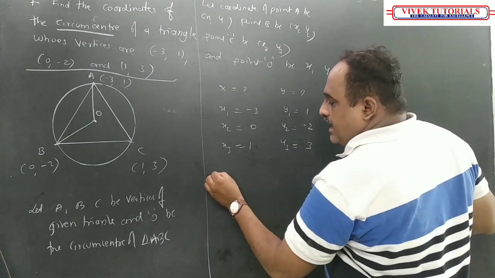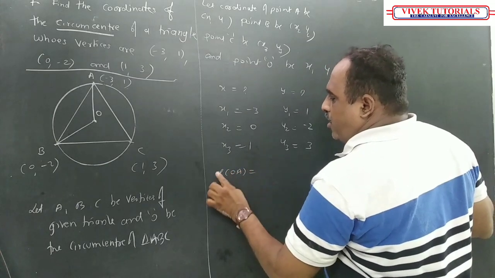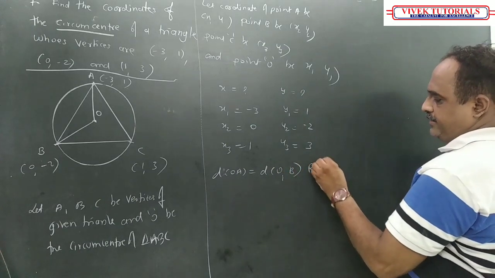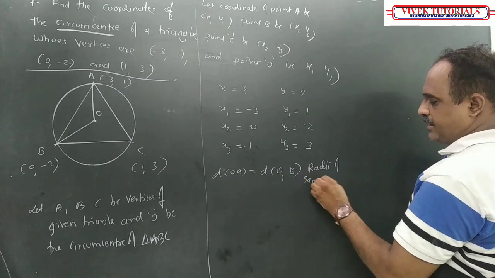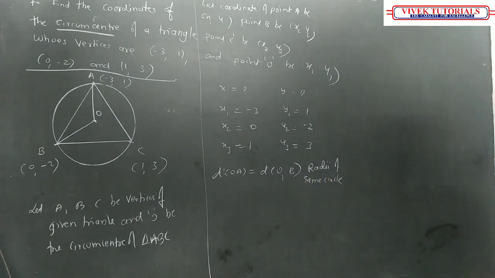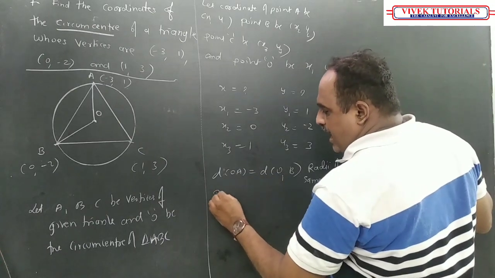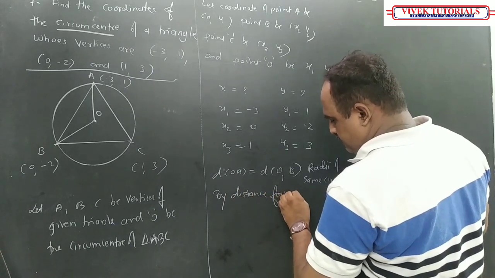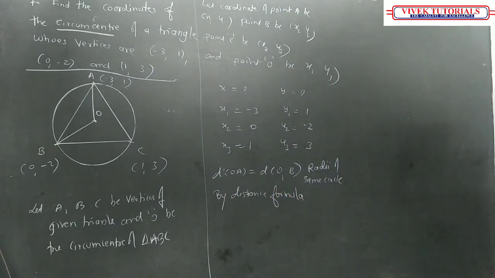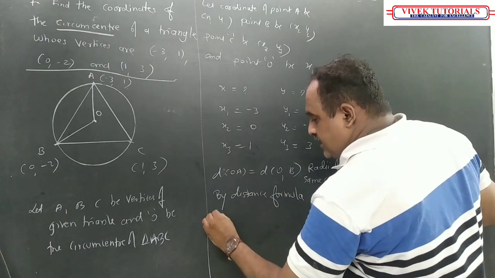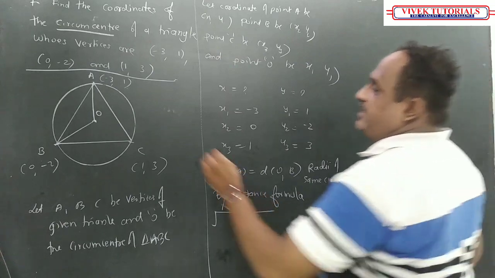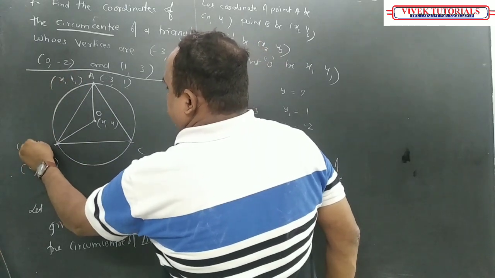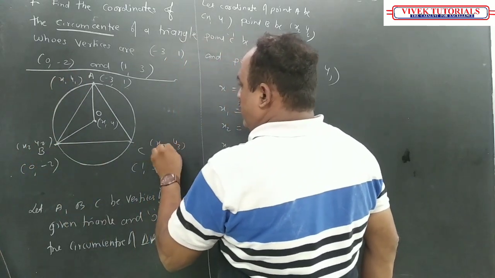So what I can write? Length OA or distance OA is equal to distance OB. We can write radii of same circle. So by distance formula, what I can write is distance OA. If this one is actually x comma y, this one is x1 y1, this one is x2 y2, and we are going to take x3 y3.